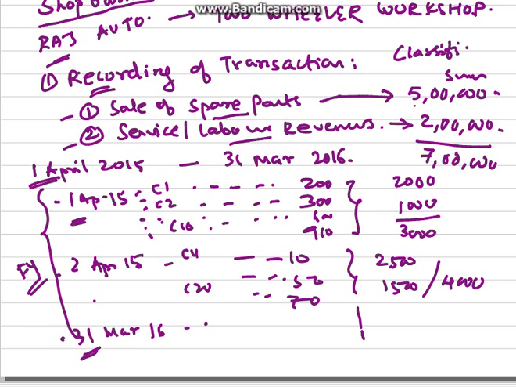Now what we are doing: the sale of spare parts was 5 lakh and labor was just 2 lakh. This is nothing but analyzing. We are analyzing the figures, where we went low, where we went high. And now we have to interpret those figures: what we can do to improve our sale, and what we can do to improve our service. This is nothing but interpretation of the transactions.